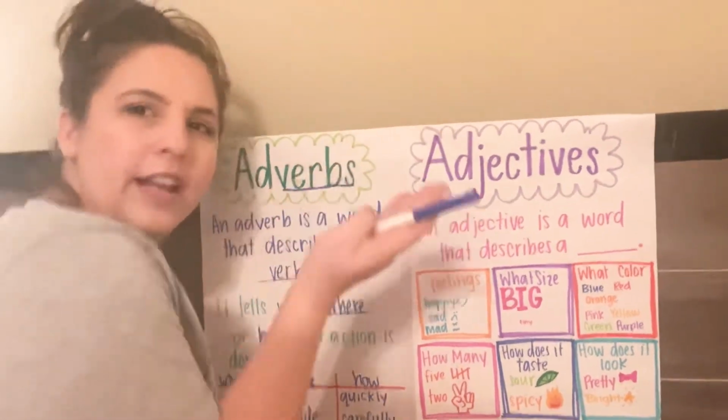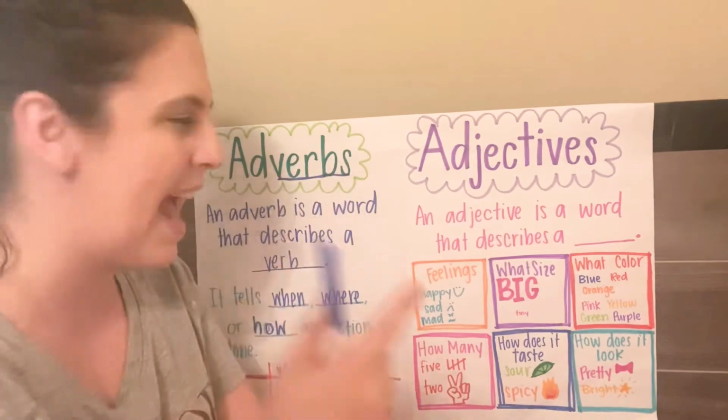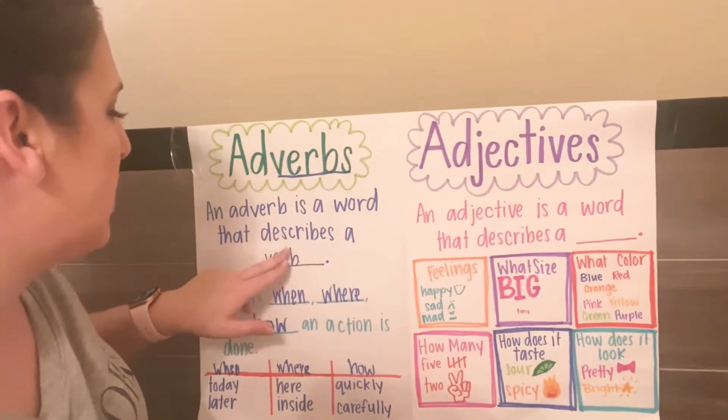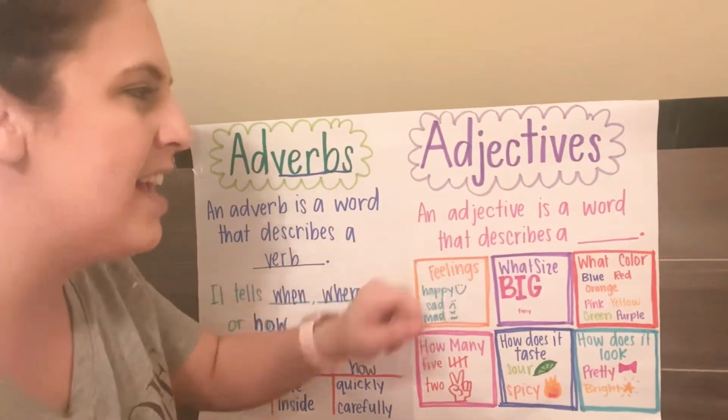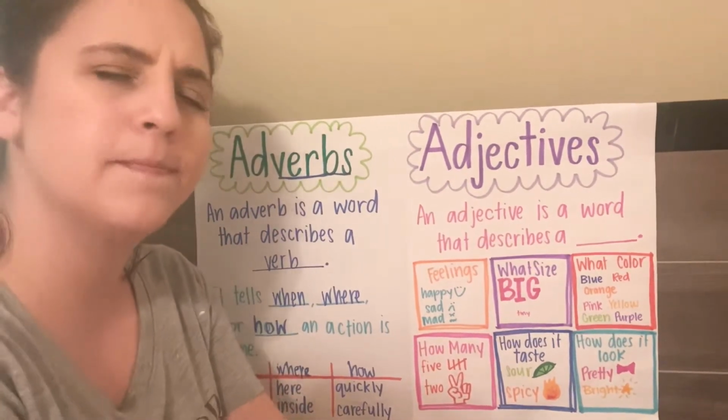Now, what's the difference? I want you to ask yourself really quick, what's the difference in an adverb and an adjective? An adverb is a word that describes a verb. An adjective is a word that describes what?